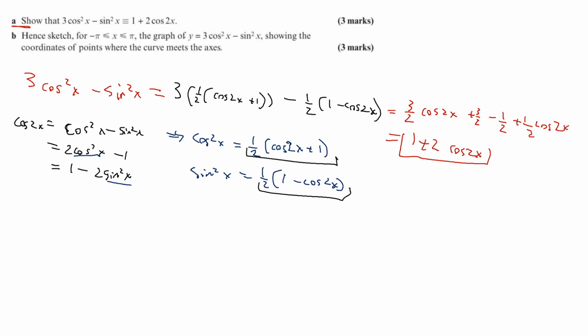Sketch the curve of y equals 3 cos squared x minus sine squared x. Well, if we put this on a set of axes between pi and minus pi, you'll see that because we are adding plus 1, we're timesing everything by 2, we have to stretch it. So this is going to be at 3 because of the plus 1. Otherwise, it would be at minus 2 and 2. Okay?